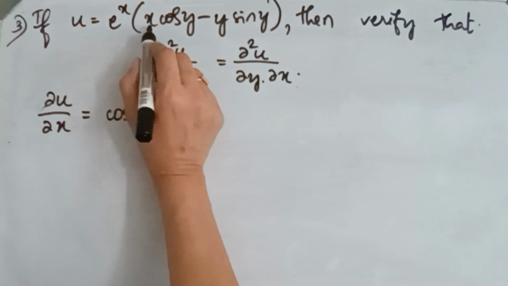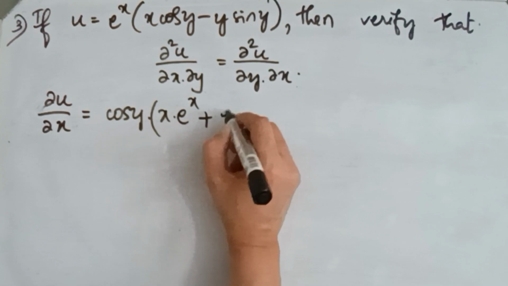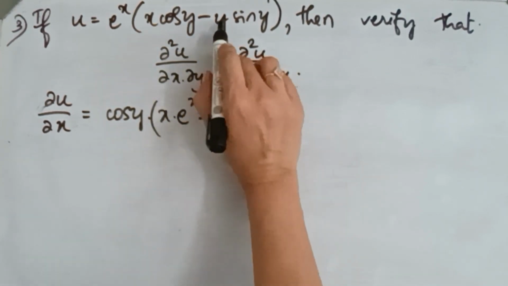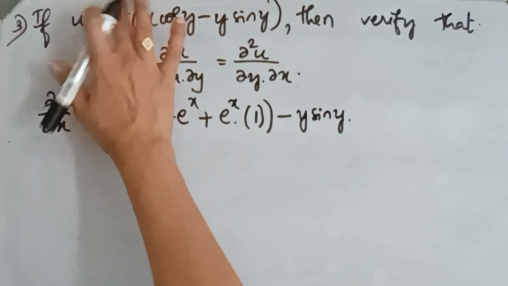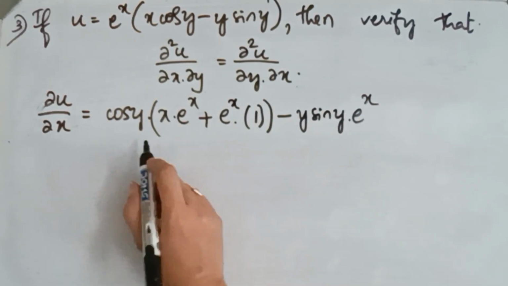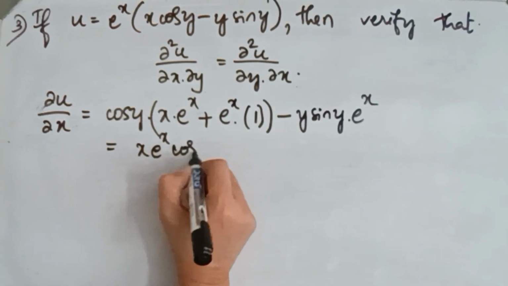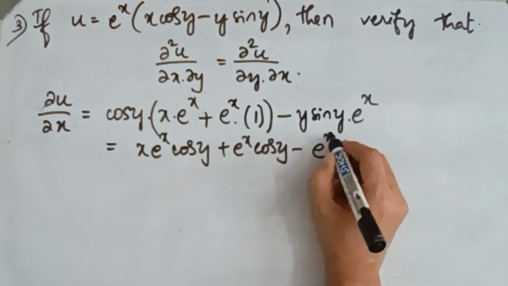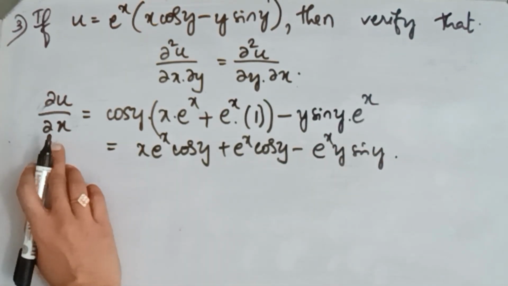So e^x into x. First function, what is the derivative of e^x? e^x, plus second function is e^x into derivative of x, which is 1. That is done. Minus, here y is constant, sin y is also constant. No product rule here. Just find the derivative of e^x, which is e^x. So after simplifying, you will get x e^x cos y plus e^x cos y minus e^x y sin y. This is the first partial derivative of u with respect to x.